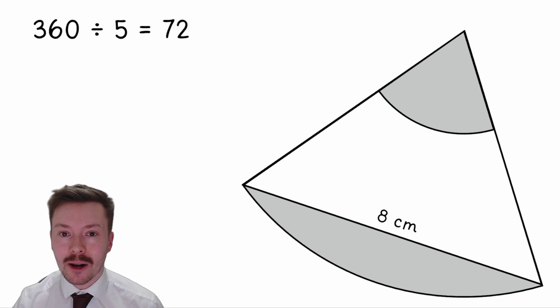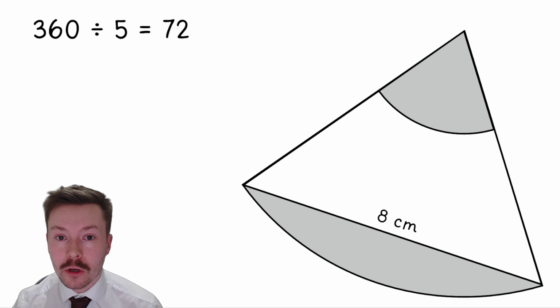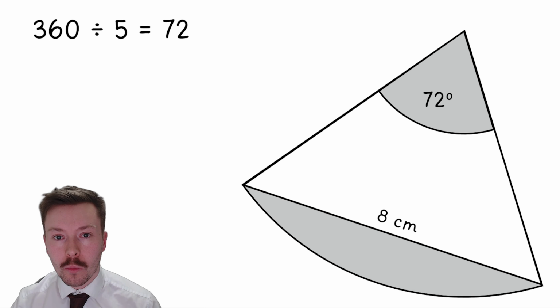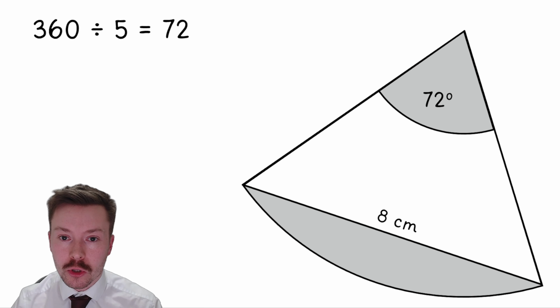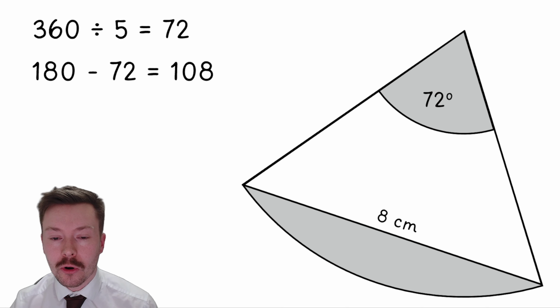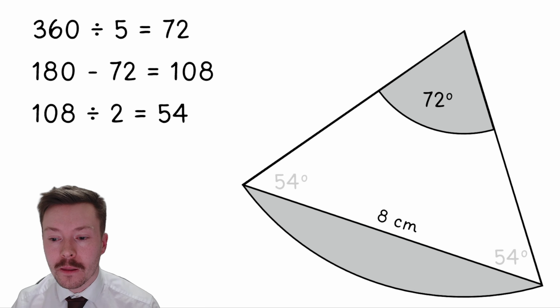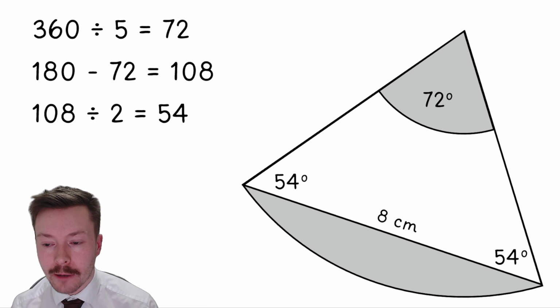What we can work out is the angle by doing a full turn. 360 divided by 5 is 72. What we can then work out is, because we've got 2 radii, we've got an isosceles triangle. So 180 take away 72 is 108. Split that in 2 is 54. So that will be both of our angles there.